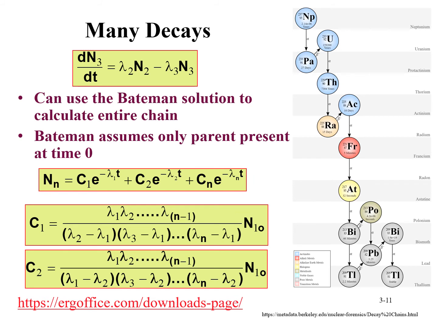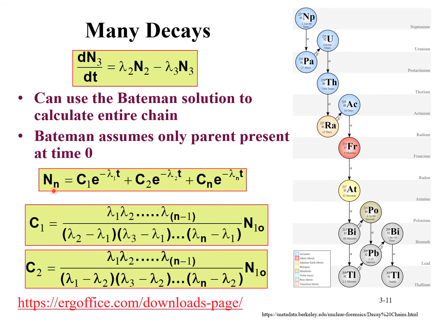Let's take the example of the third progeny, so the granddaughter. Well, the change in the granddaughter with respect to time is just equal to the decay of the daughter that's populating the granddaughter minus the decay of the granddaughter. And we use the Bateman solution to calculate this entire chain. And the equation for the Bateman solution is shown here.